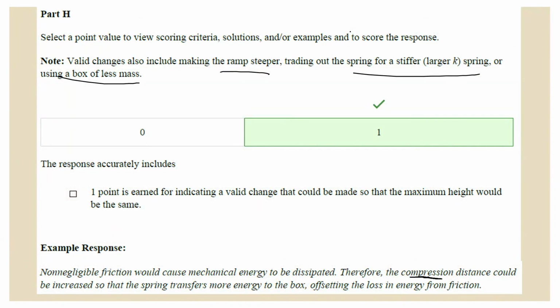You don't have to explain it. They did explain it, but it says for a valid change that could be made, so the maximum height of the box would be the same. That's it. Non-negligible friction would cause the mechanical energy to be dissipated. Therefore, the compression distance could be increased so that the spring transfers more energy to the box, offsetting the loss in energy from friction. That's the basic idea.